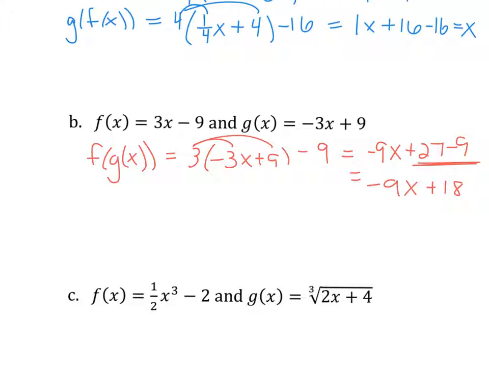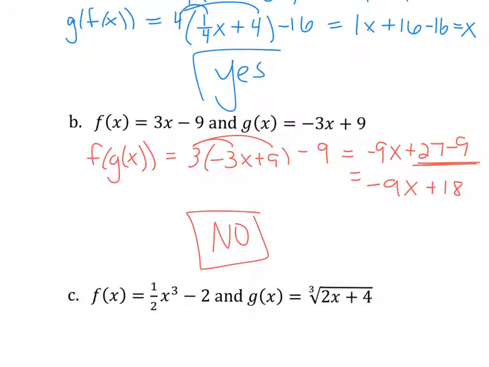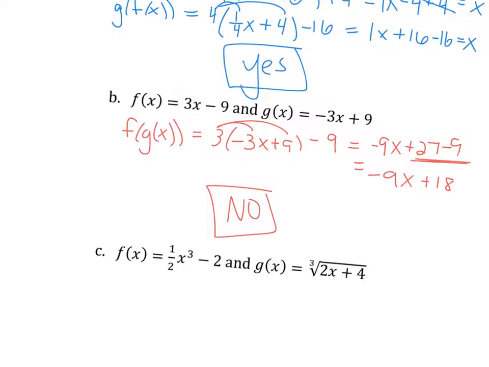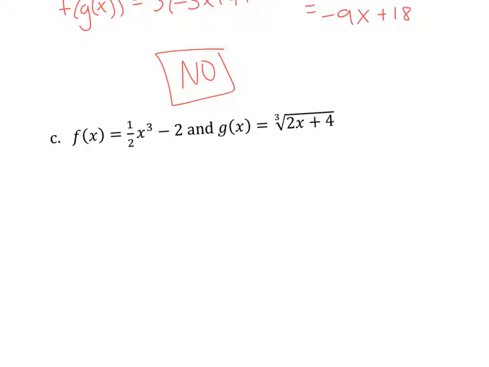Since after I simplified, I did not get simply x, we can automatically say, no, these are not inverses of each other. And I should have put a yes at the one above, because they were. So you don't have to do both sets. If one of them does not work, you can go ahead and say, nope, they're not inverses of each other.